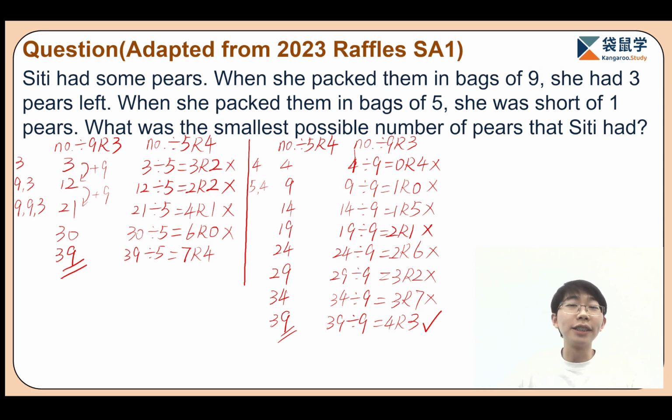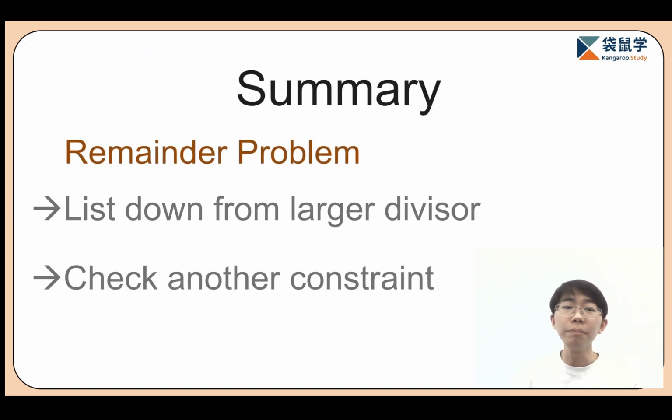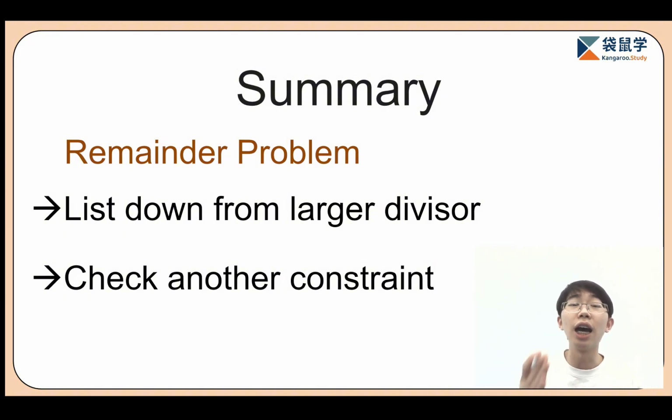Alright, and we find out the answer to this question. Let's do a quick summary for this question. This question is called the remainder problem because you are given some conditions that have a remainder. If you encounter this problem, you first pick the larger divisor and you list down some possibilities. Then you use another condition to check the number. So in summary, in the remainder problem, you first list down from the larger divisor, then you check another constraint. And that's it for this question.